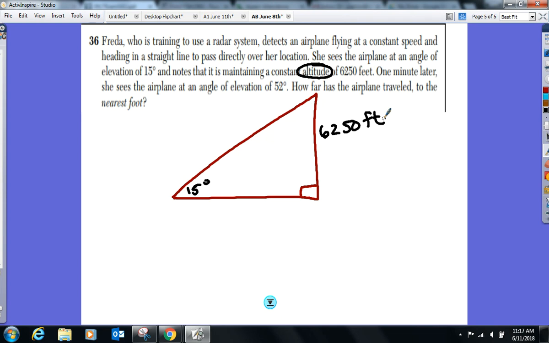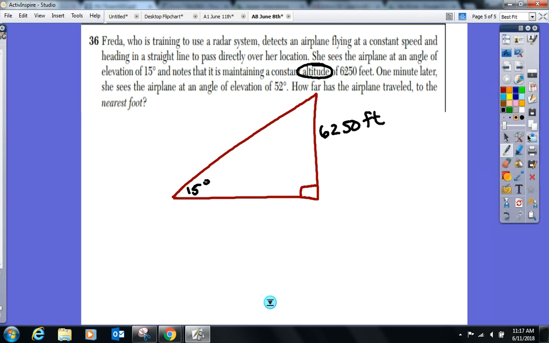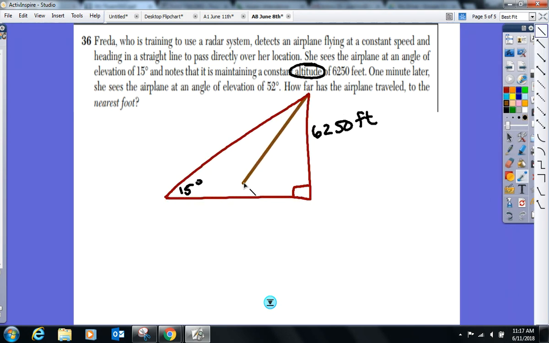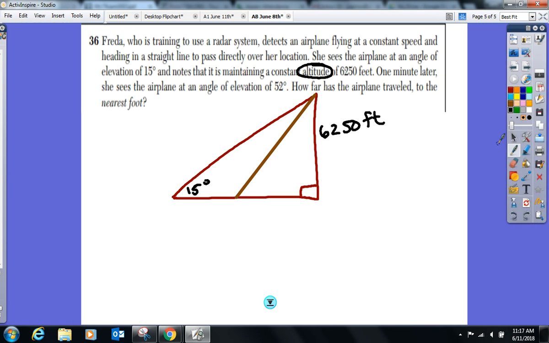Okay, 1 minute later, she sees the plane at an angle of elevation of 52 degrees now. So what I'm going to do is make another line here to make another right triangle for 52 degrees. And this is not the only way to draw the diagram. I think this is just easier for me to explain to you guys. So she sees it at first at 15 degrees. 1 minute later, she's over here and sees it at 52 degrees.